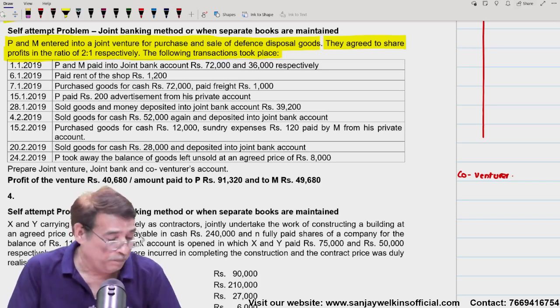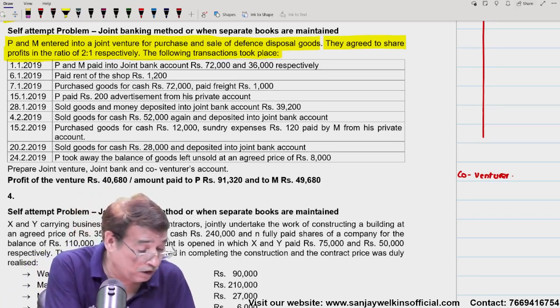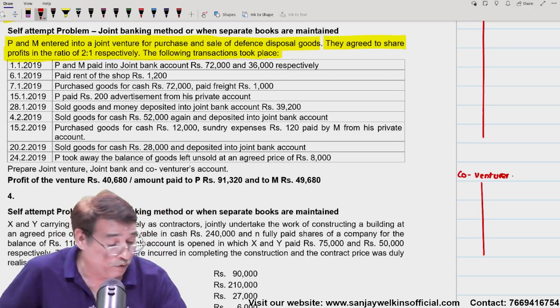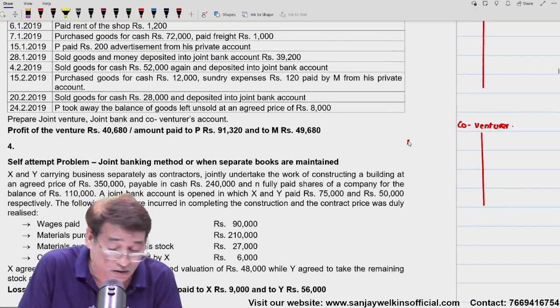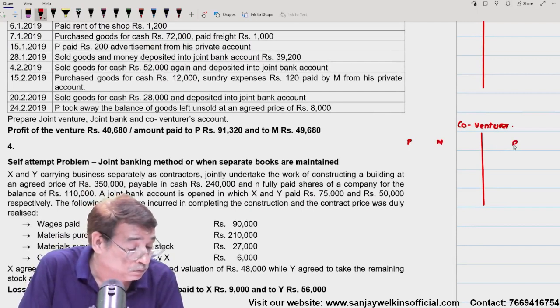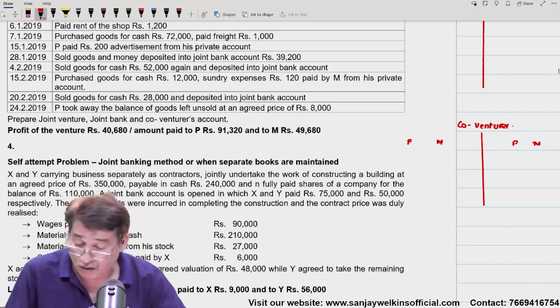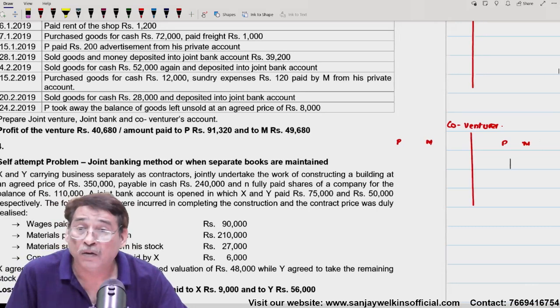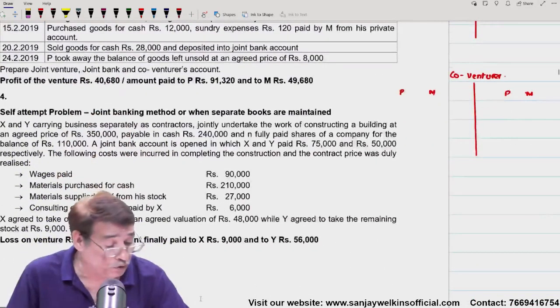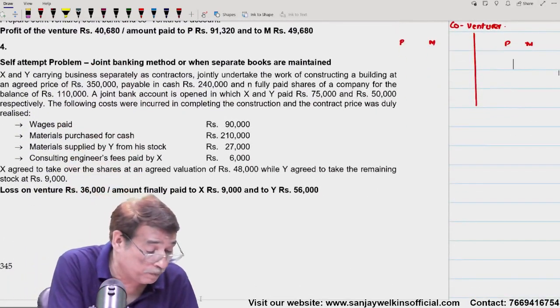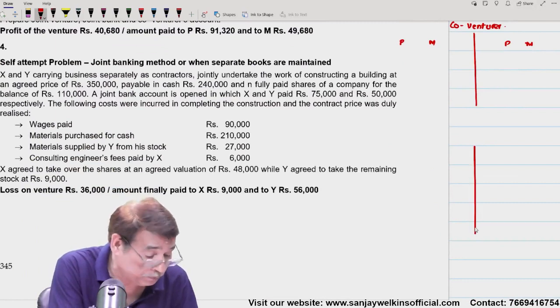I think now it's okay. So co-venturer account, now we are going to prepare. This is the co-venturer account, correct? Co-venturers P and M are there in this particular case. One is P, another one is M. Then the question says that we are also supposed to prepare a joint bank account, which I will prepare here.